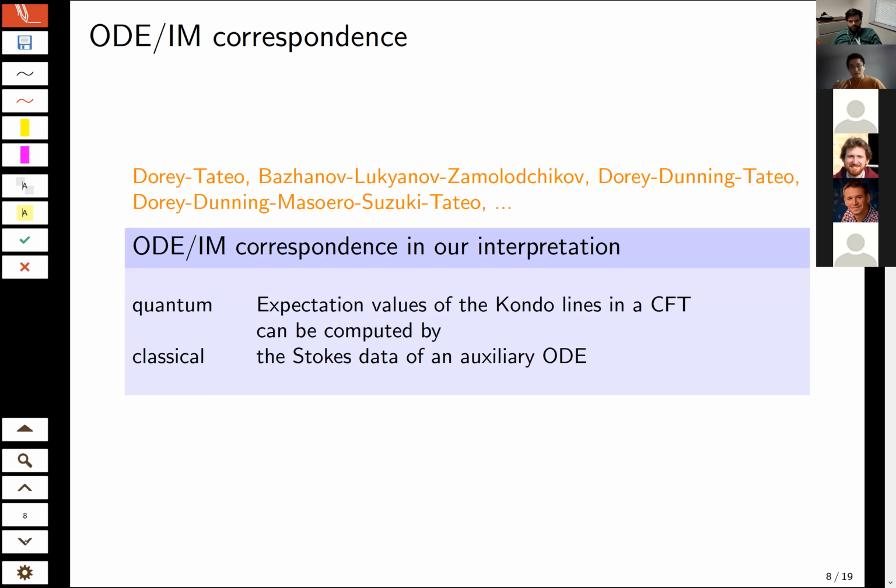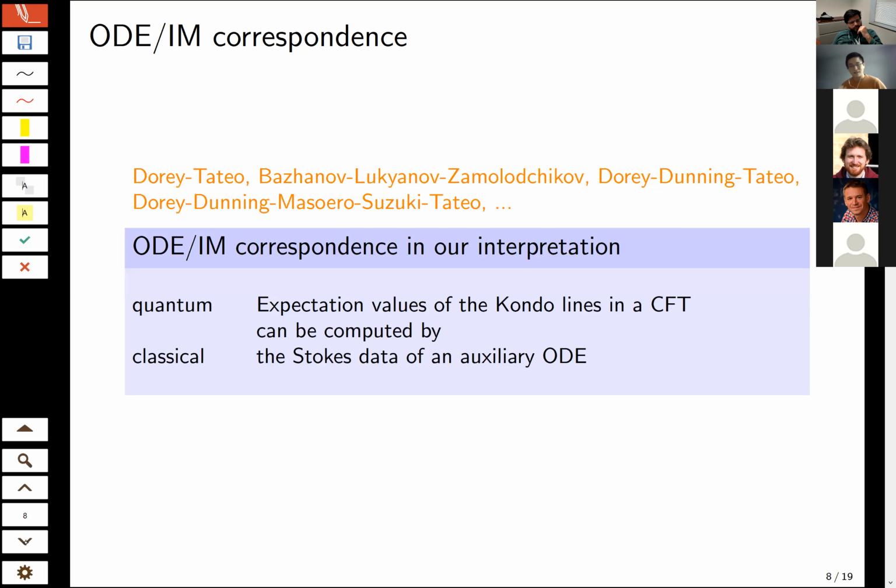So it's quite a mysterious relation. Let me give you this rephrase in the language of the Kondo defect. If I give you a CFT, you can define the Kondo defect, and as operators acting on its Hilbert space, you can calculate the expectation value. The statement of this correspondence is that this expectation value can also be obtained from an ODE.